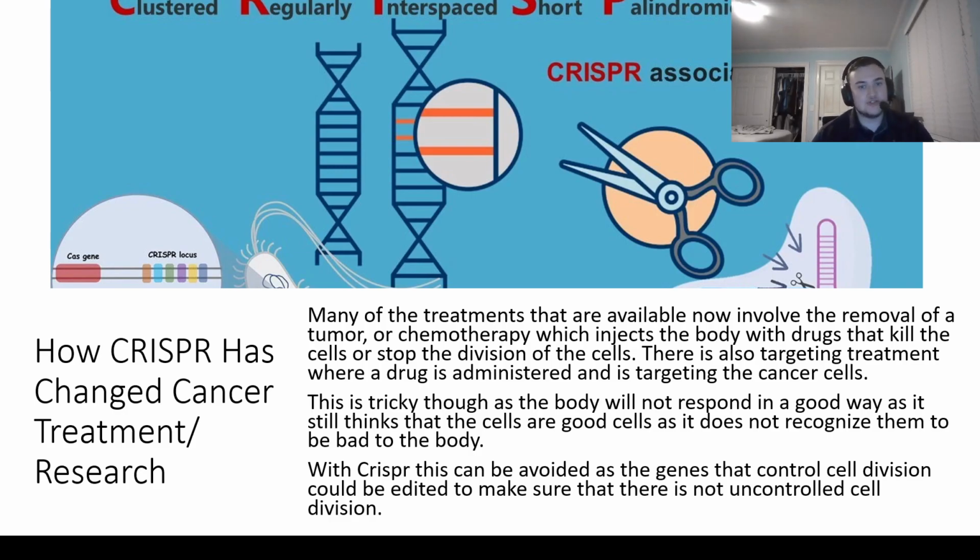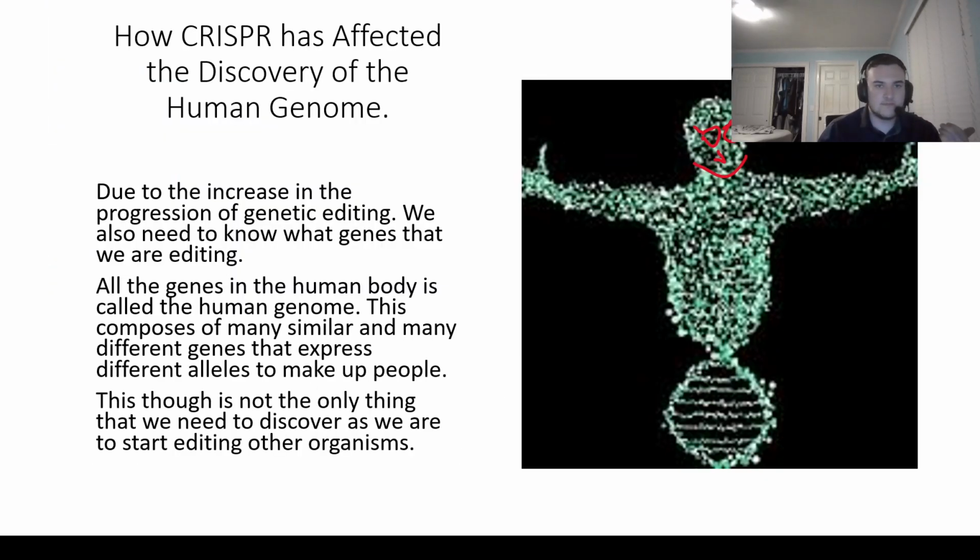There's also targeted treatment, where a drug is administered and targets cancer cells. This is tricky though, because the body won't respond in a good way because it thinks those cells are good, but in reality they are not. So it's going to fight back and make sure those cells are okay, but we don't want that. But with CRISPR, we can edit those genes so they won't be able to replicate easily.